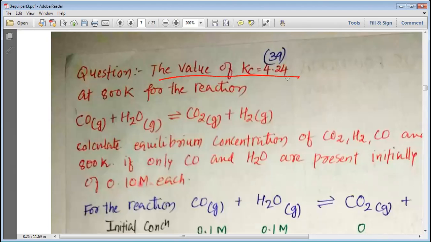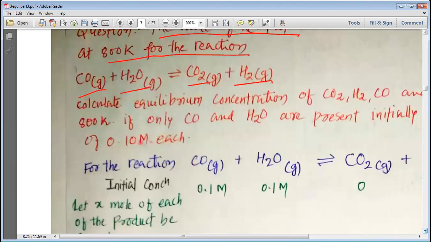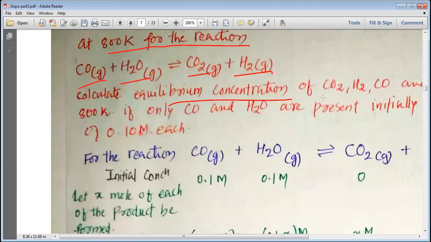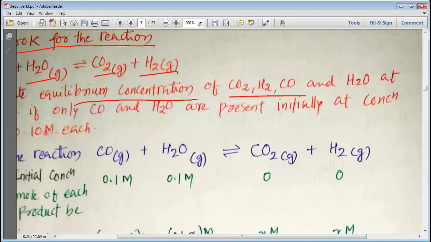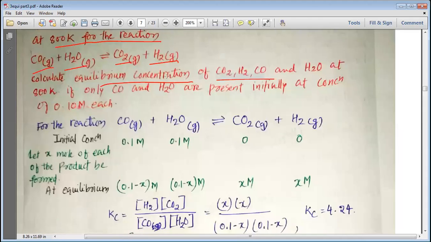The value of Kc is equal to 4.24 at 800 Kelvin for the reaction CO gas plus H2O gas that gives CO2 gas plus H2 gas. Calculate the equilibrium concentration of CO, H2O, CO2 and H2 at 800 Kelvin if only CO and H2O are present initially at a concentration of 0.10 molar each.